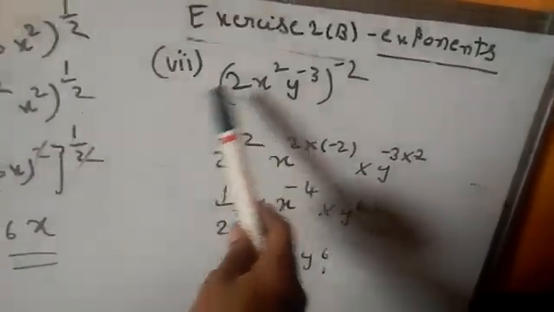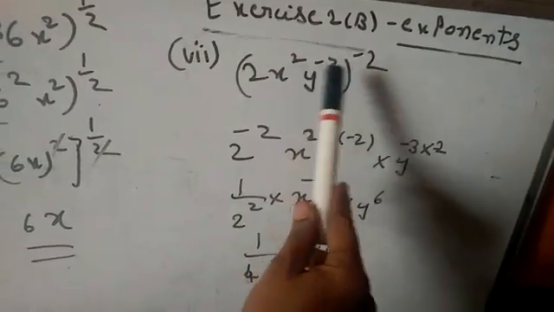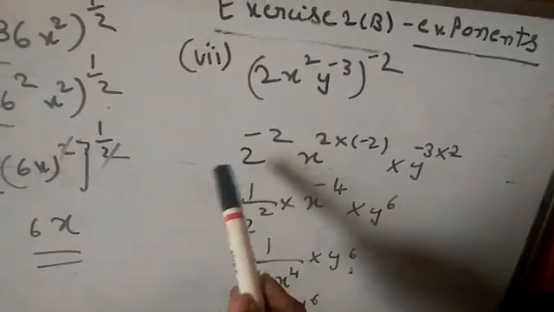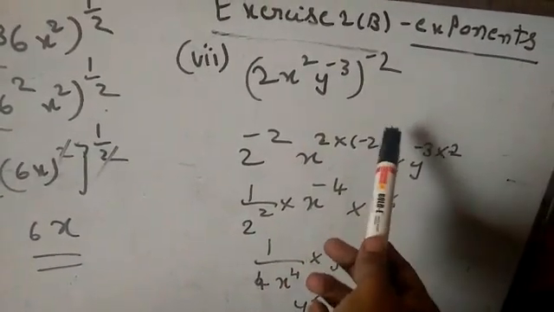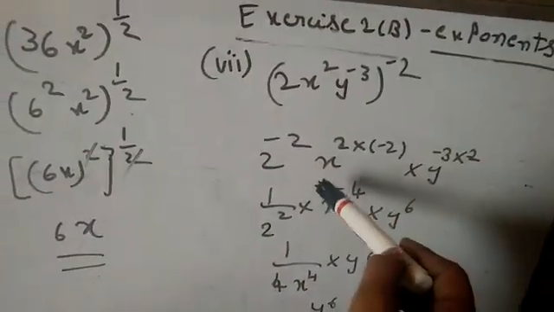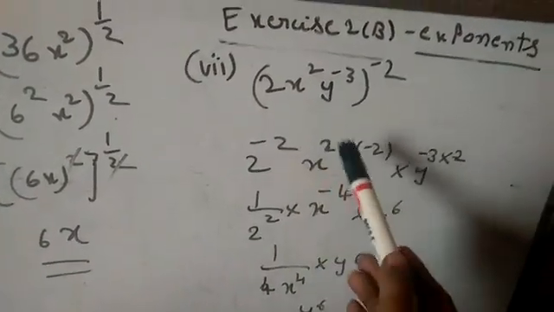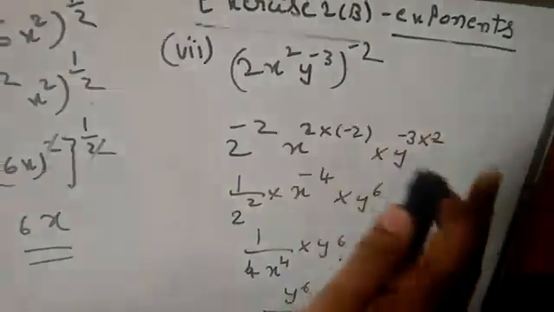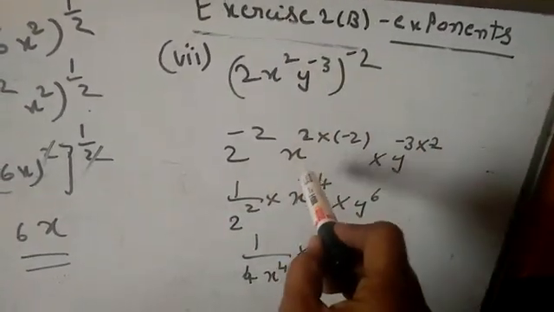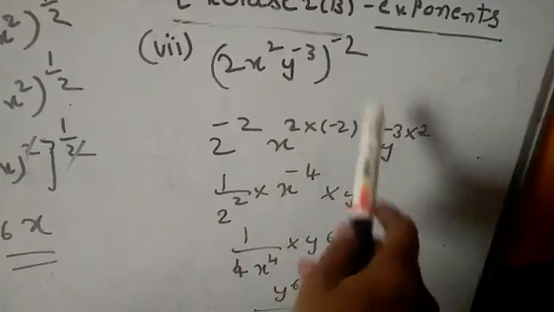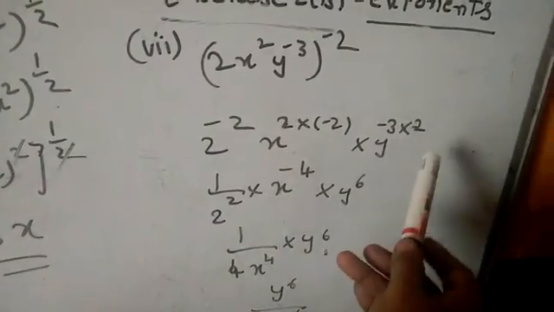Next, seventh one: 2x square y to the power of minus 3, whole to the power of minus 2. Here the minus 2 belongs to the whole, so 2 to the power of minus 2 into x to the power of, see here, a to the power of m whole to the power of n formula is a to the power of m into n. This formula we have to apply here: x to the power of 2 into minus 2, into y to the power of minus 3 into minus 2.